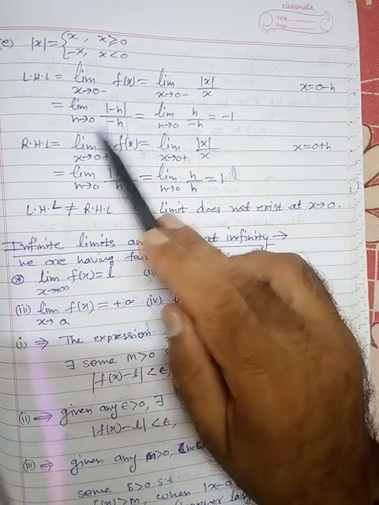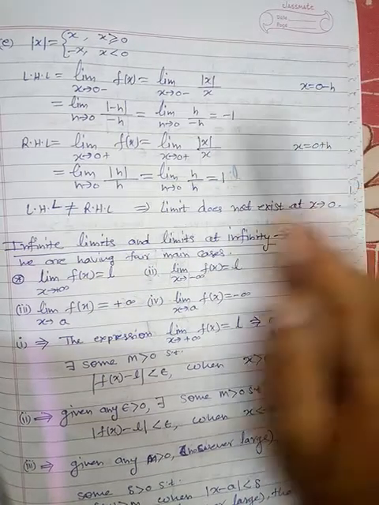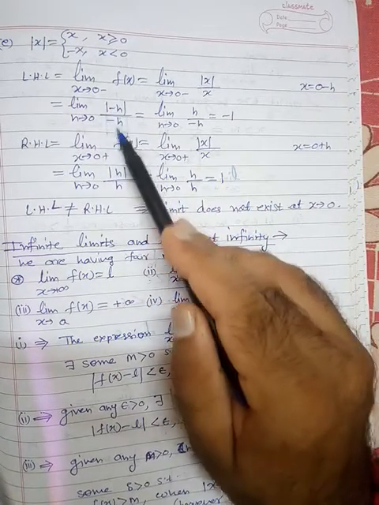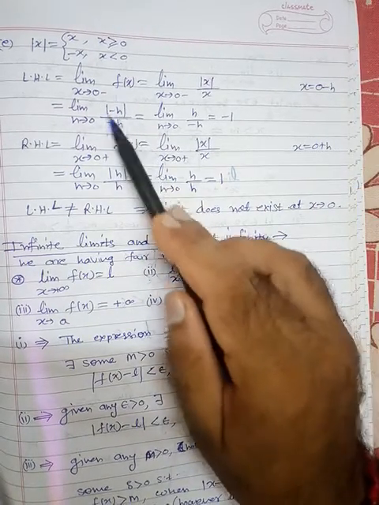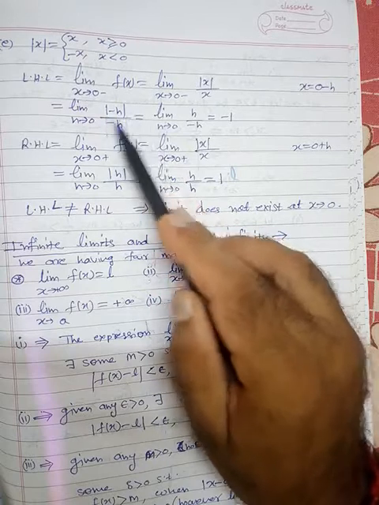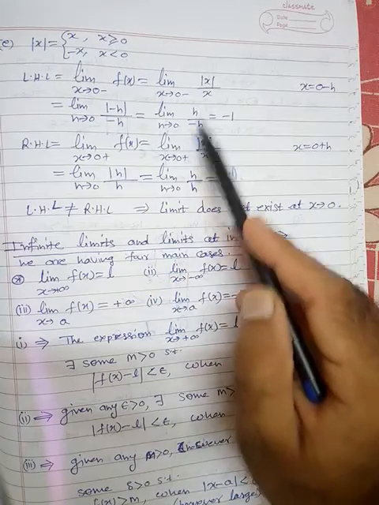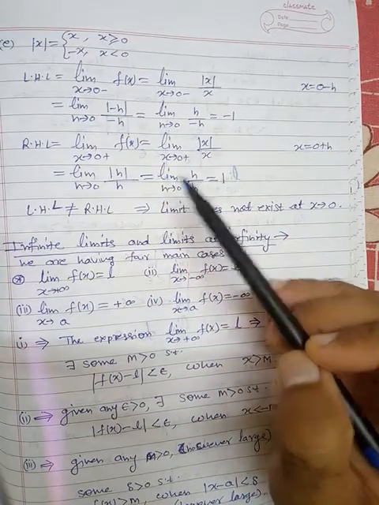So limit h tending to 0. Here x is replaced by minus h. So magnitude of minus h divided by minus h. And using the magnitude property, this will be nothing but h. So h upon minus h. So h is cancelled out with h. So we get minus 1.